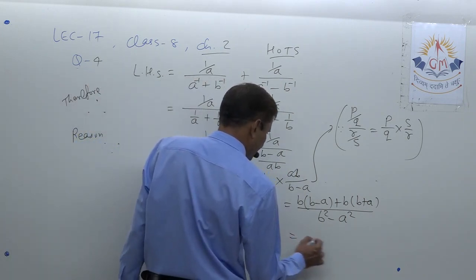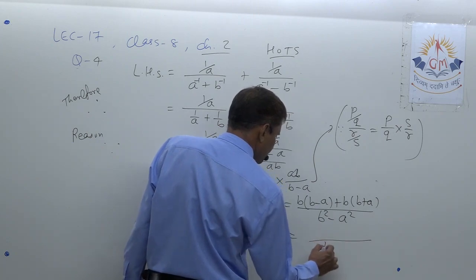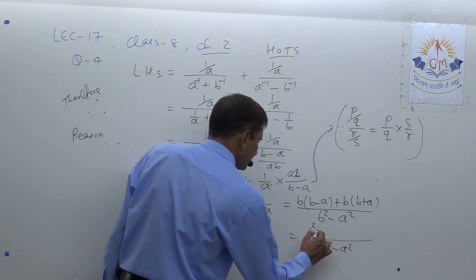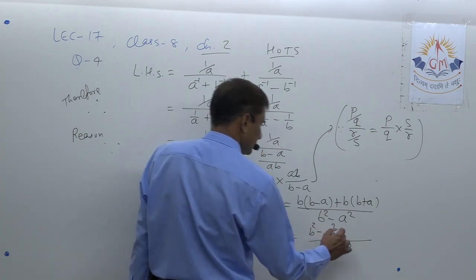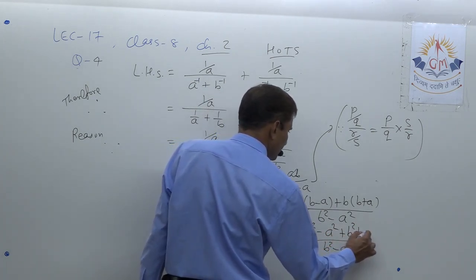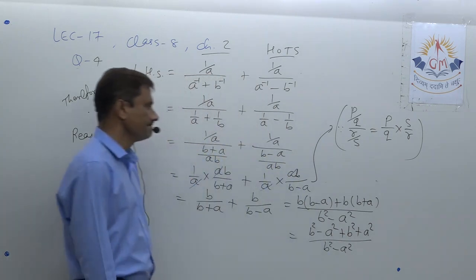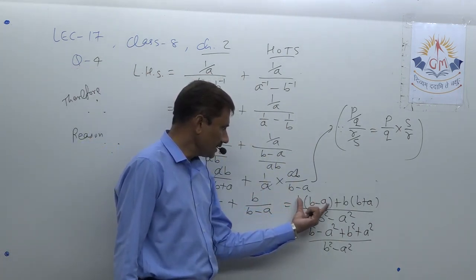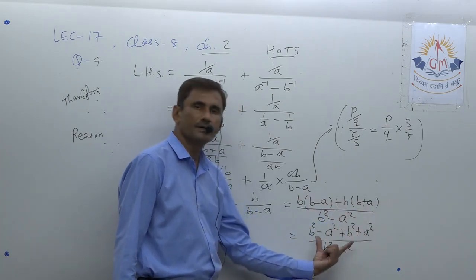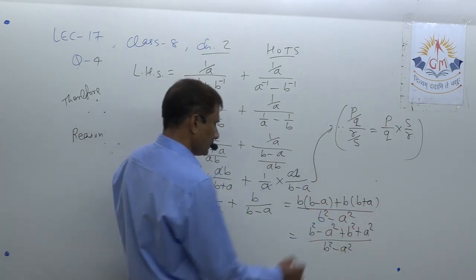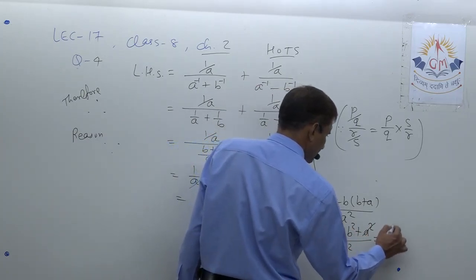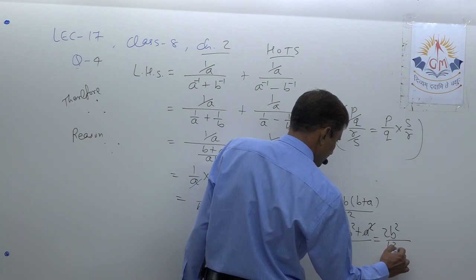Now open that bracket. Here, left B square minus A square only. So it will be B square minus A square plus B square plus A square. Okay, this bracket is open. So B, A means whatever you know. Minus A square plus A square cancel out, whatever is left, it is the right side only. You just verify.